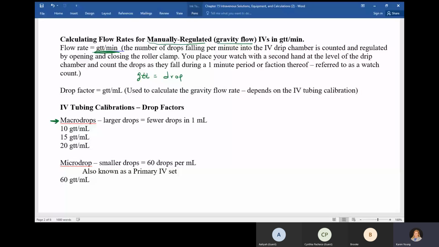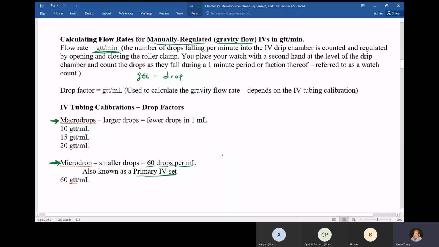Then we have our micro drip. Micro meaning small. So our micro drip, which is our smaller drops, there's 60 drops per milliliter. It's also known as a primary IV set. So you might see micro drop, you might see 60 drops per milliliter, or you might see a primary IV set used, wanting to know for the micro. So just know that a micro and a primary IV are both 60 drops.